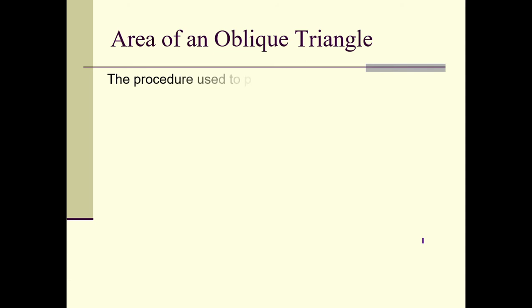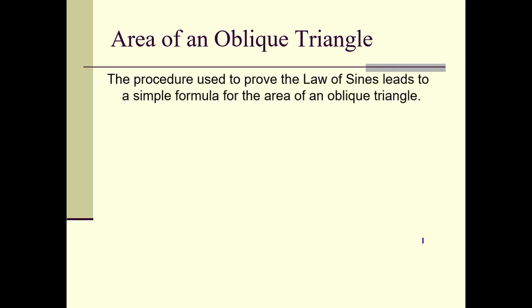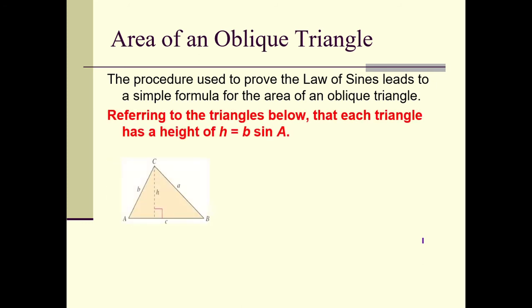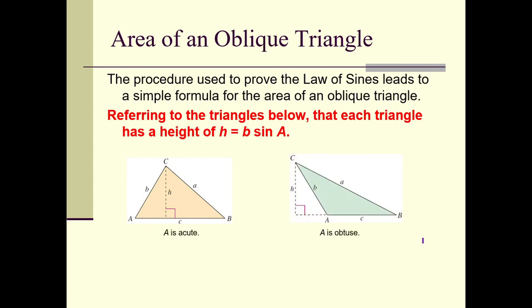Area of oblique triangle. Okay, so area of oblique triangle. The procedure used to prove the laws of sines leads to a simple formula for the area of oblique triangle. Referring to the triangles below, each triangle has a height B is cosine A. Ito yung height nila kasi yan. Tsaka this one. Para makuha natin yung kanilang mga value ng area.